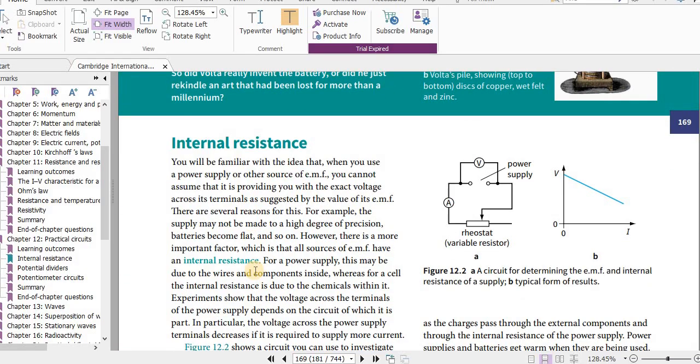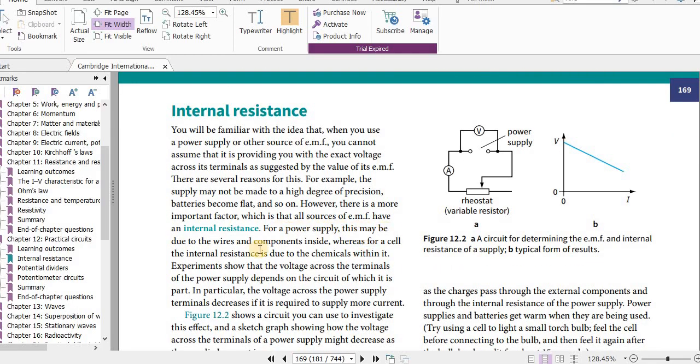First thing is internal resistance. What is internal resistance? For every power supply there can be a resistance inside itself. This is what we call internal resistance. For example, for a power supply this may be due to the wires and components inside, whereas for a cell or battery the internal resistance is due to the chemicals within it.